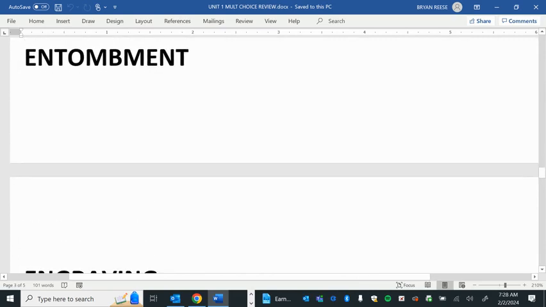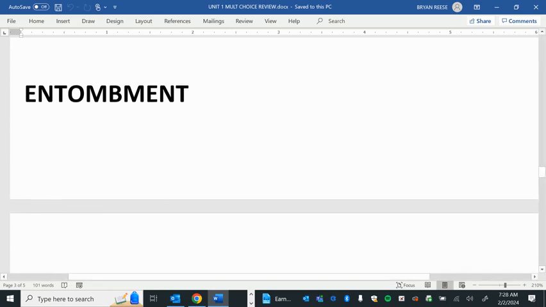Entombment, like Annunciation and deposition, was a common image in the Renaissance. What is an entombment? That's right. You're putting somebody in their tomb. That would typically be a bunch of people carrying a dead person, right? Or lowering a dead person into something.